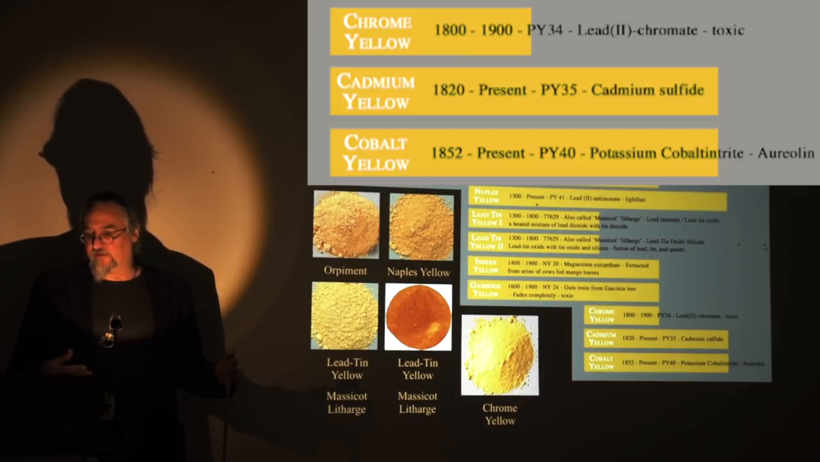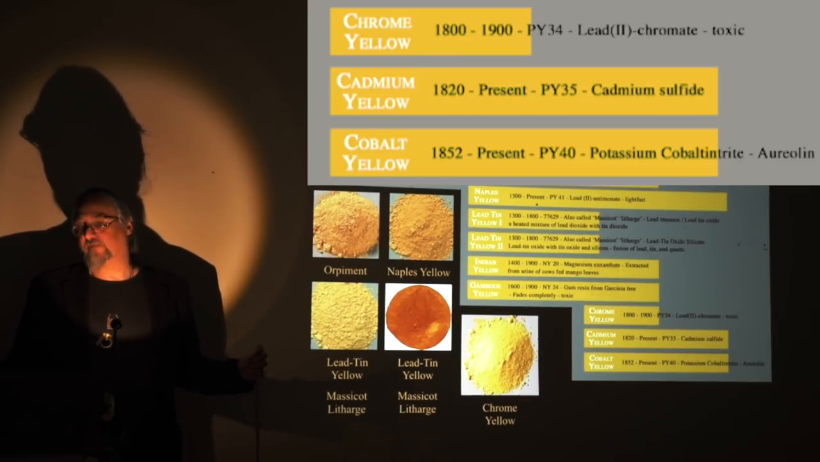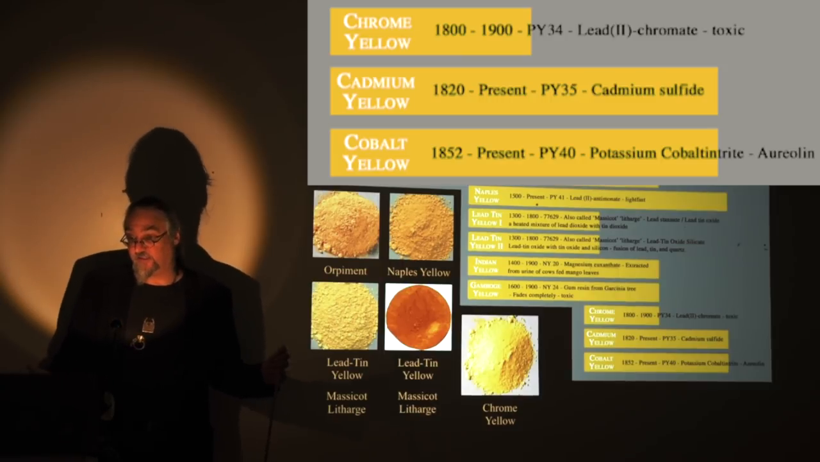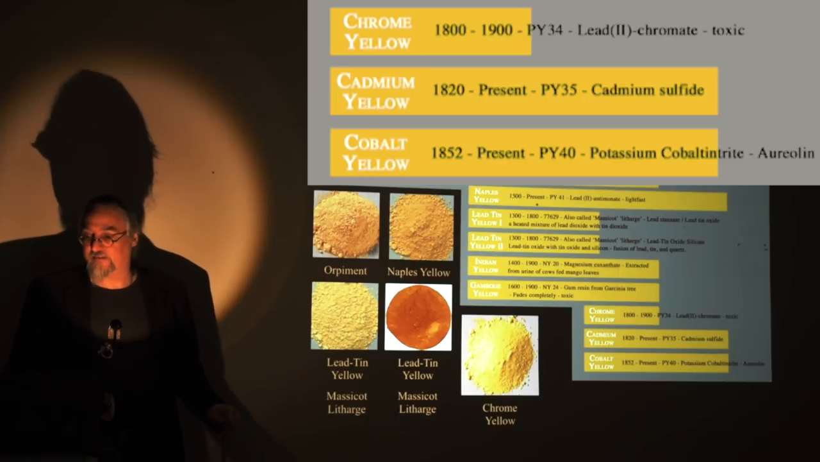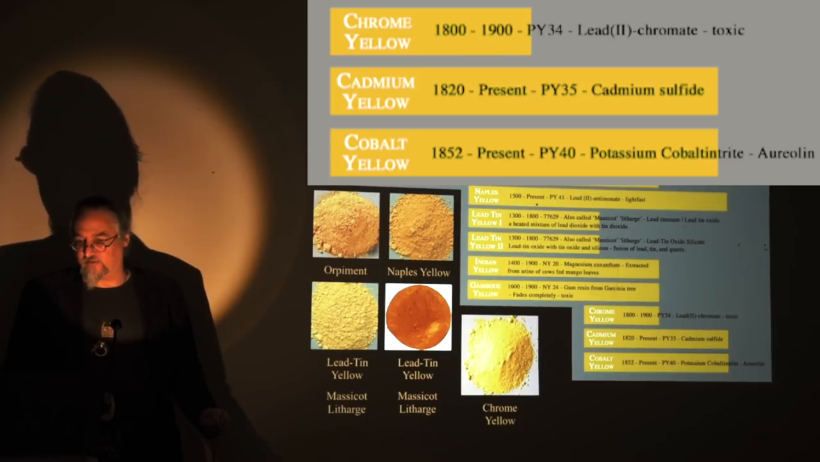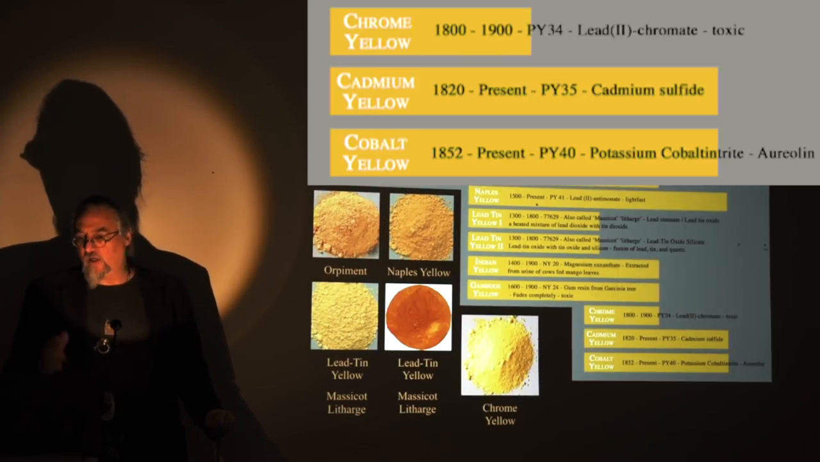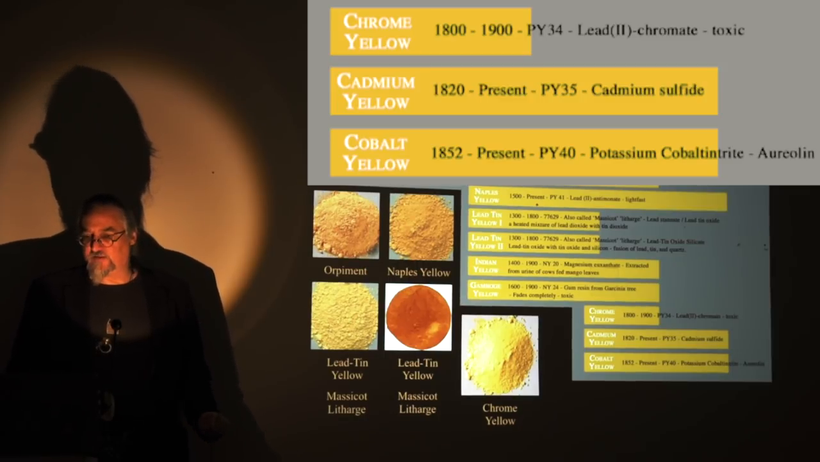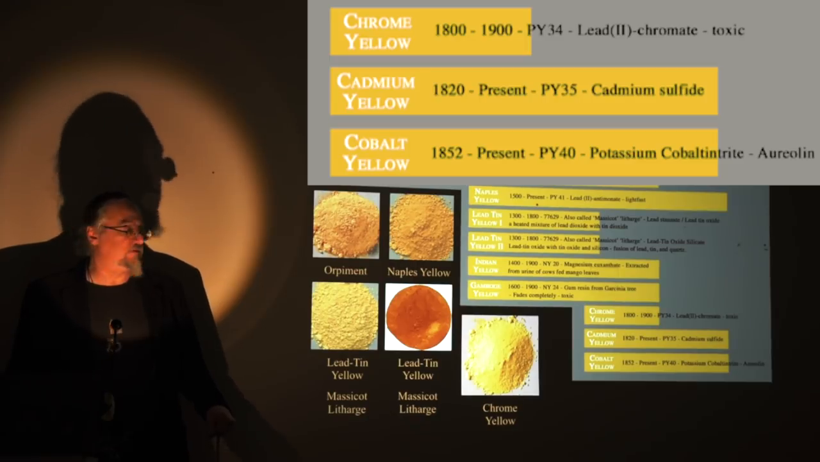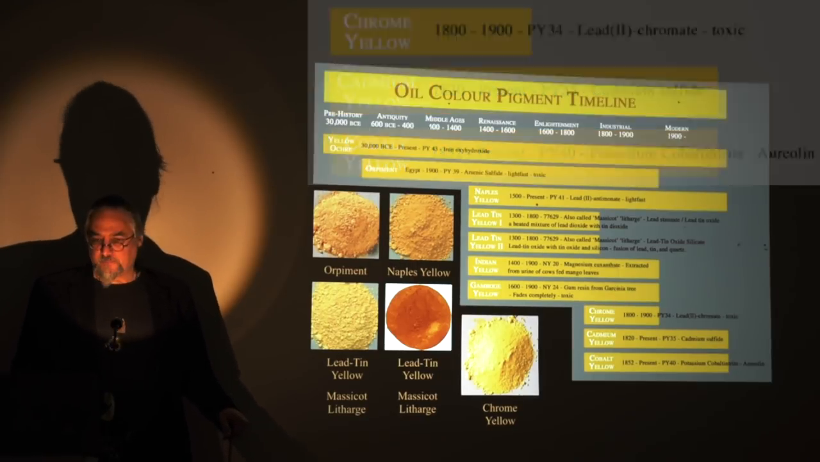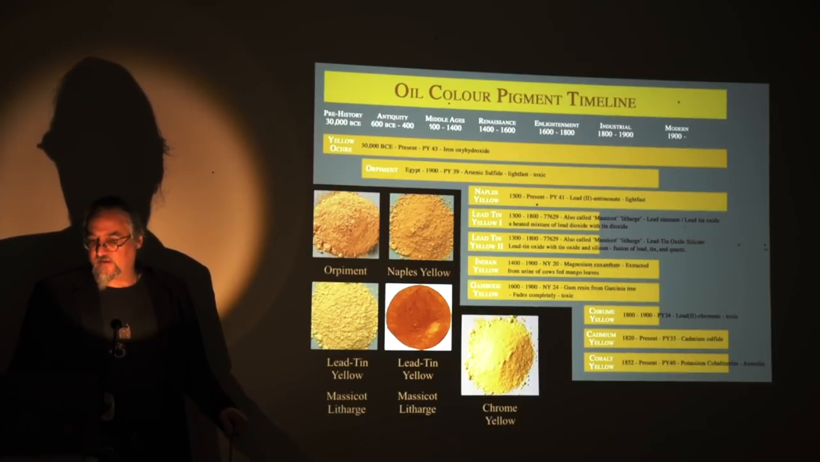And this is where you get, for example, chrome yellow. Chrome, unfortunately, was also toxic. And as Vincent van Gogh discovered when he ate his pigments in a fit of madness, it could be extremely toxic. So it was discontinued by the year 1900. Cadmium yellow, cobalt yellow, so these date from 1820, 1852. So we're taking these metals and by heating them, we're able to create a yellow pigment that can then be used in painting. Let's have a look at some examples of all of these.